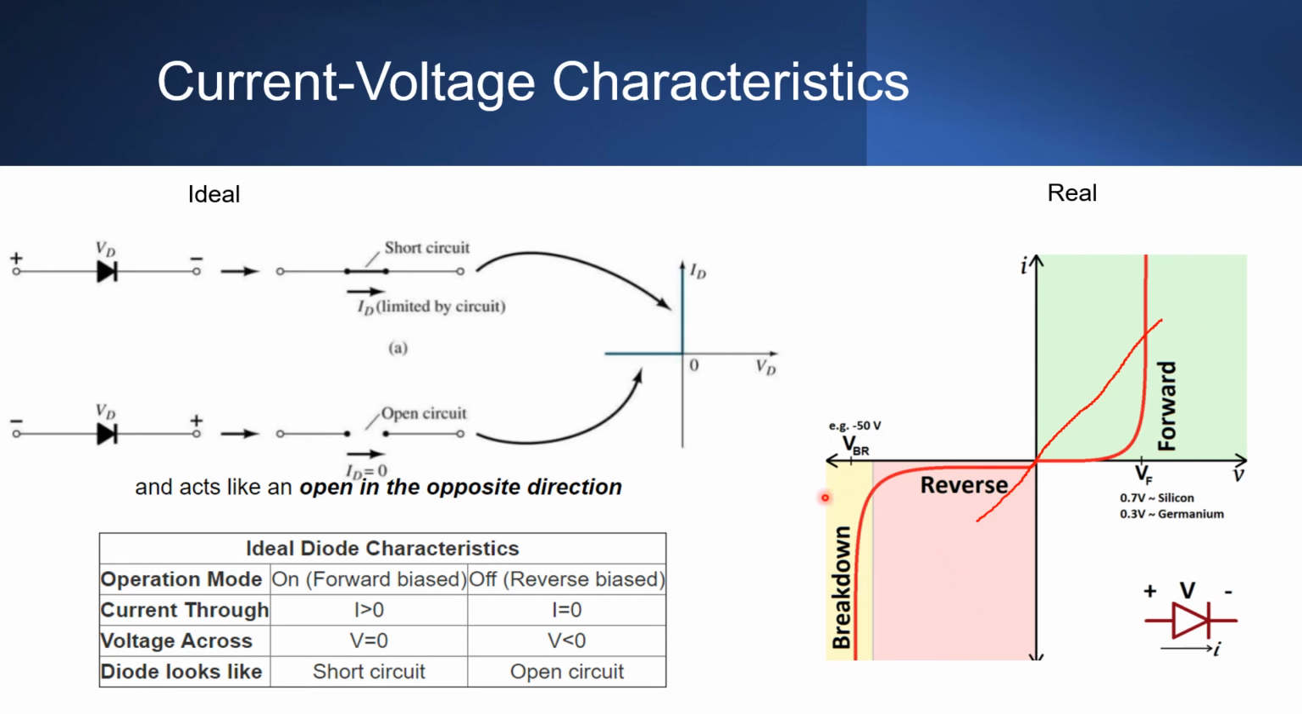While for the breakdown part, when the voltage applied across the diode is very large and negative, lots of current will be able to flow in the reverse direction, that is, from cathode to anode.